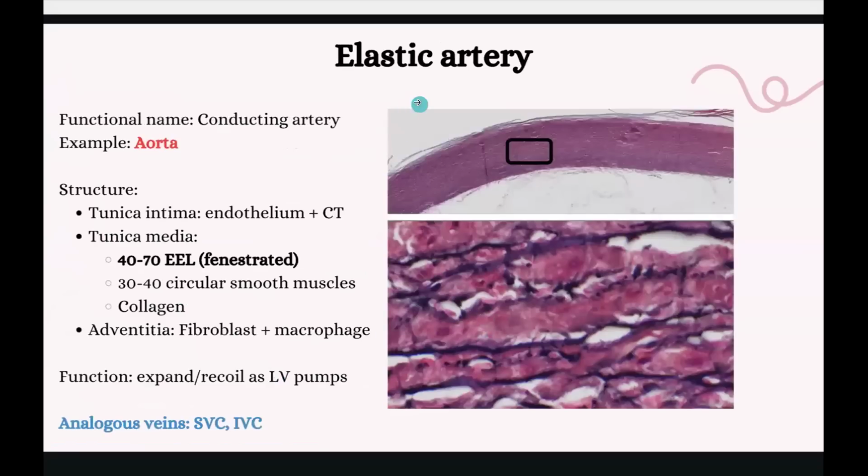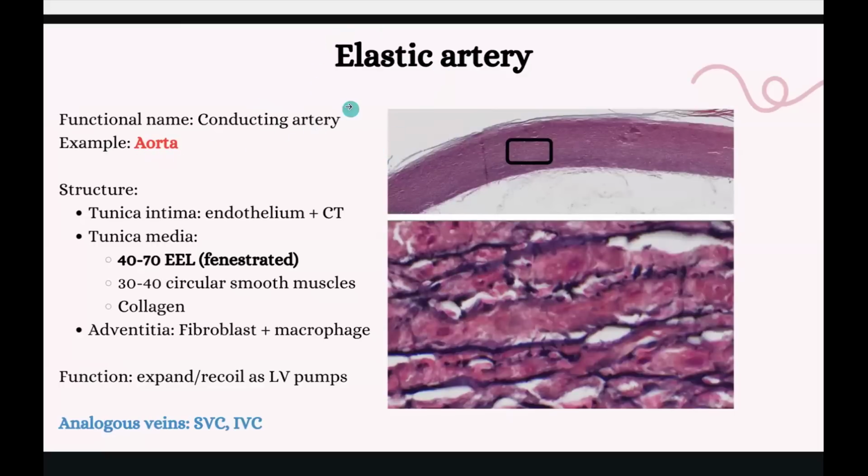Let's start with the elastic artery. So the elastic artery is the aorta. So the aorta has a lot of elastic fibers because it needs to recoil and coil and recoil basically as the left ventricle is contracting when it has to push blood to the rest of the body. So you will see a lot of elastic fibers, which is why it's called the elastic artery. And an example of it is the aorta.